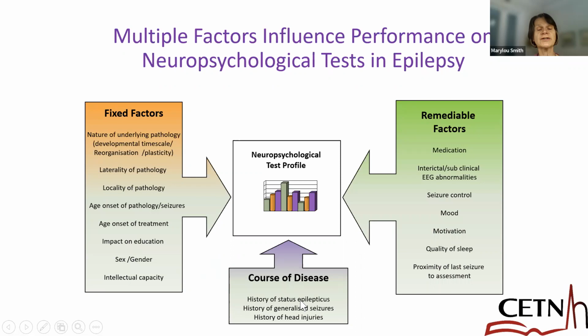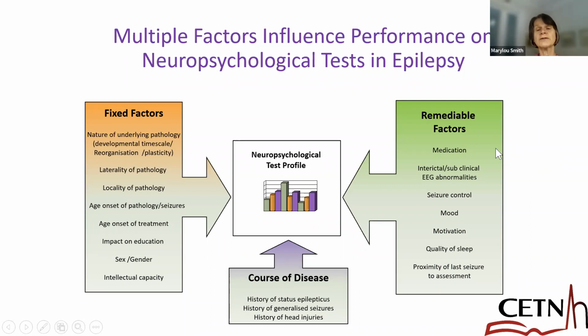There are also factors that can vary from patient to patient along the course of the disease. So whether or not the patient has a history of status epilepticus or generalized seizures or a history of head injury, any of these things can greatly influence the neuropsychological test profile. And the final category here are the remedial factors. These are factors that can influence test performance, but that can be changed in order to optimize test performance.